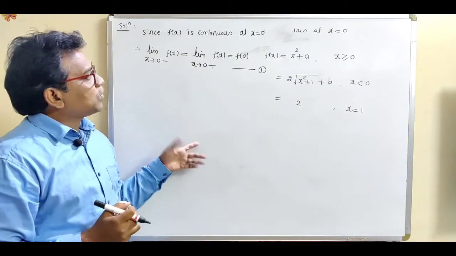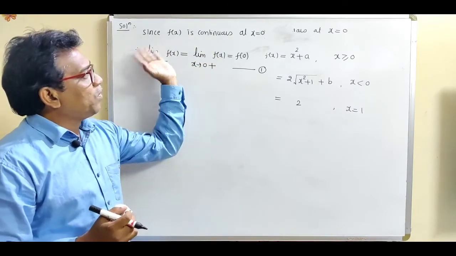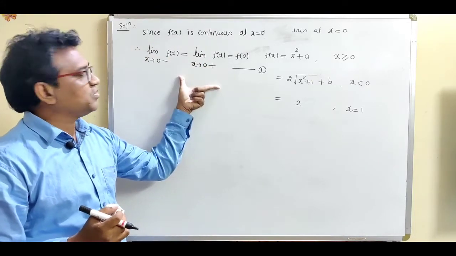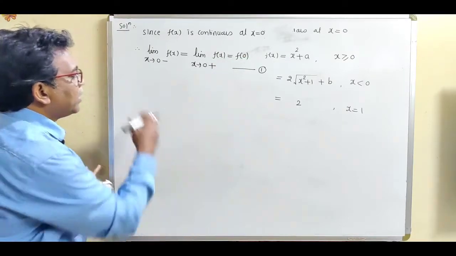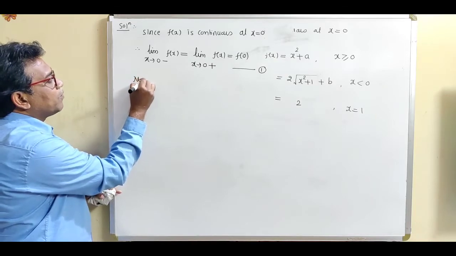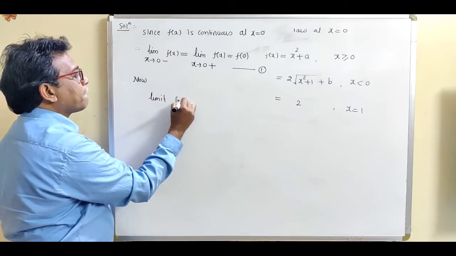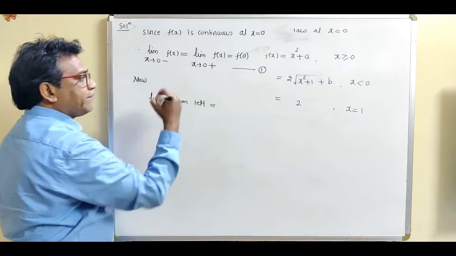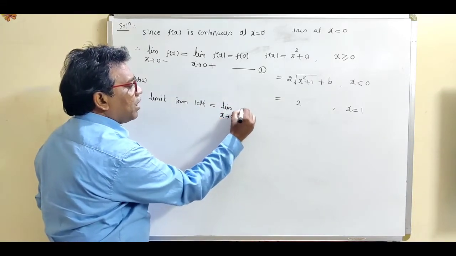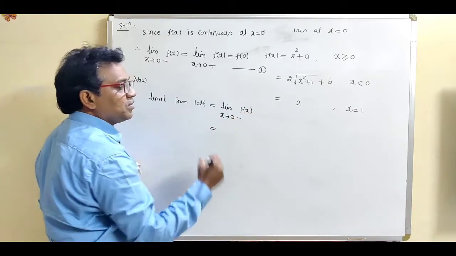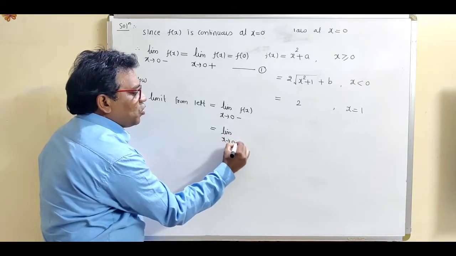So see, first of all we have to convert the given condition in terms of some mathematical equation. Because f(x) is continuous, continuous means we know this condition: limit from left is the same as limit from right, and this is the same as the value of function. Now find out one by one. Now let us find out limit from left. So write down the limit from left is equal to, this is the symbolical notation for left hand limit, limit x tends to 0 minus of f(x).